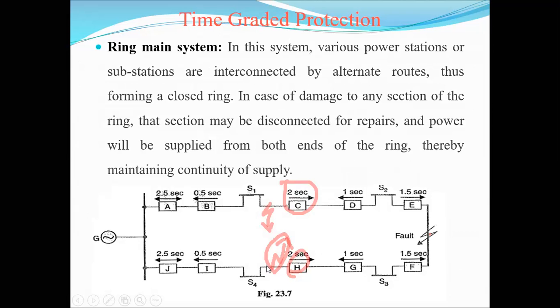Okay, J, H, F, D and B. J is 2.5 seconds, H is 2 seconds, F is 1.5 seconds, D is 1 second and B is 0.5 seconds. Okay, these are the outgoing relays.